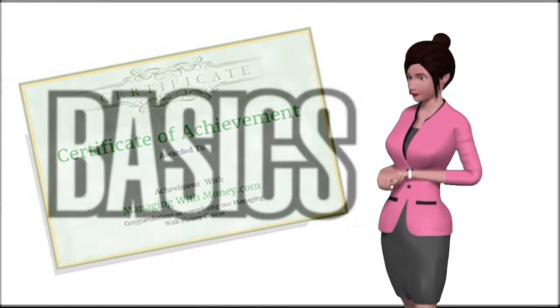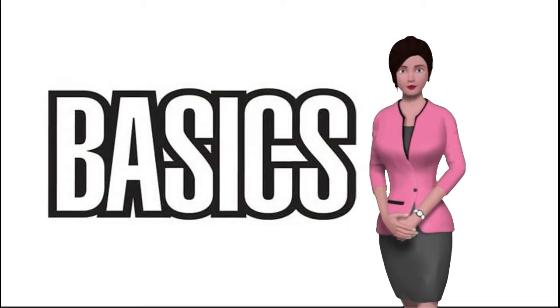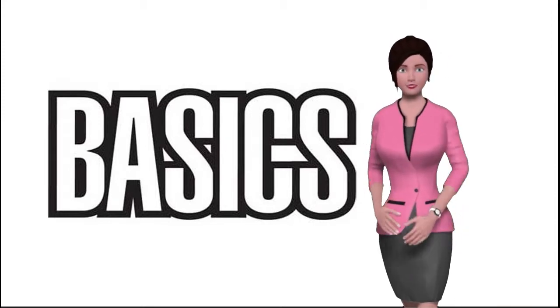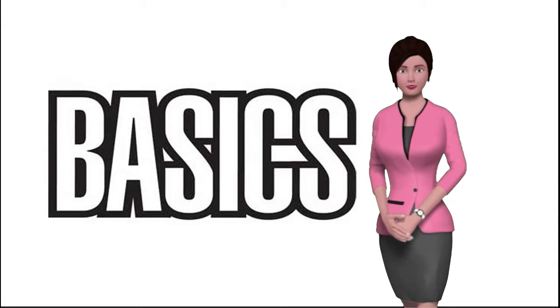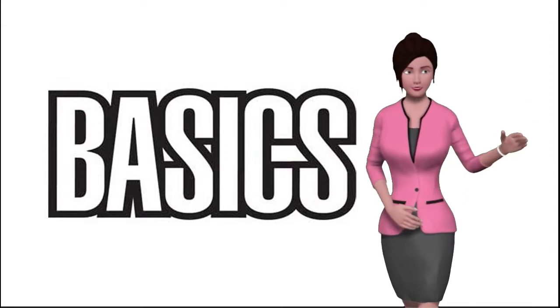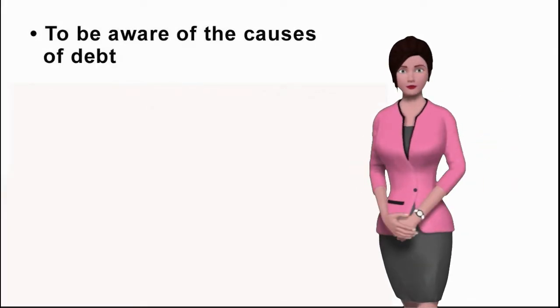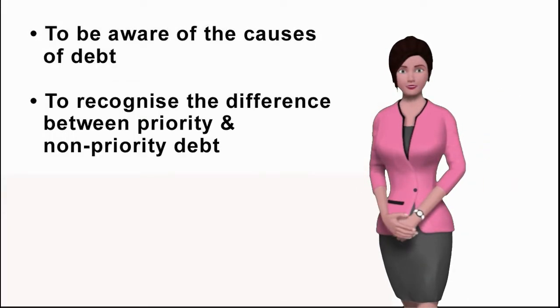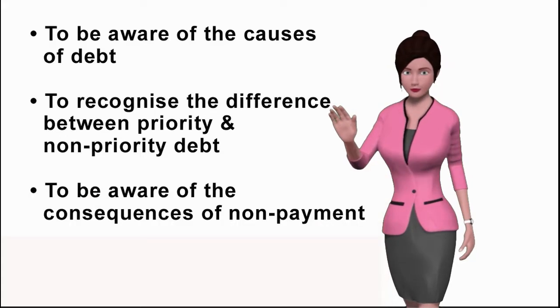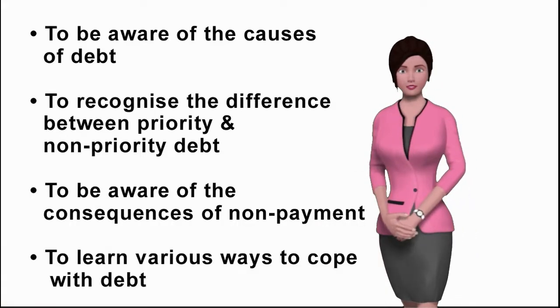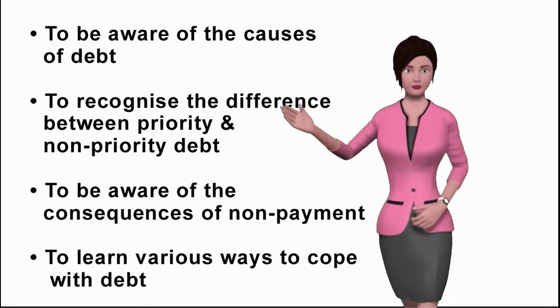Let's get down to some basics by looking at debt. Let's find out why it happens, what to do if it happens to you, and how to avoid it happening to you in the future. The objectives of this lesson are: to be aware of the causes of debt, to recognize the difference between priority and non-priority debt, to be aware of the consequences of non-payment, and to learn various ways to cope with debt.